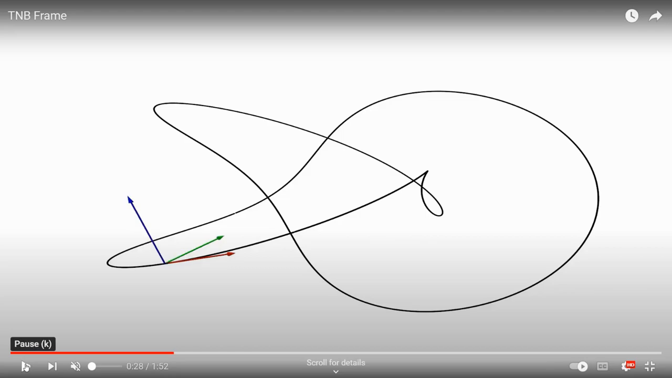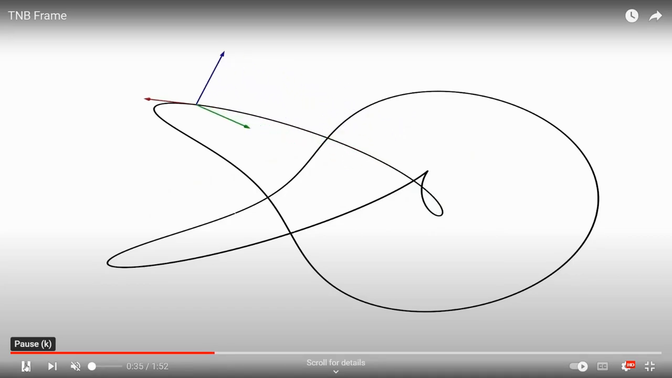So notice how the green vector always indicates the direction of the turn. And that also includes twisting, right? So we are in 3D. So when we say change in the direction of the turn, that's not just in a plane. I mean, you could have, for example, a full twist.